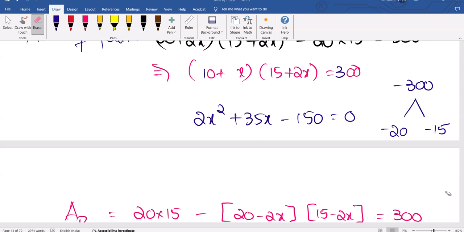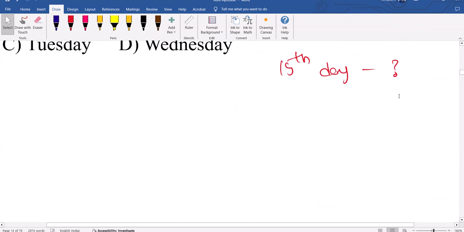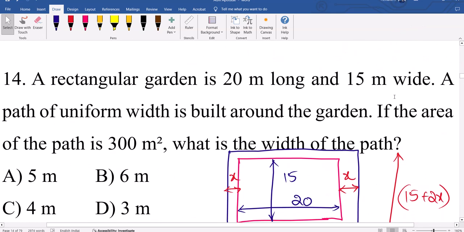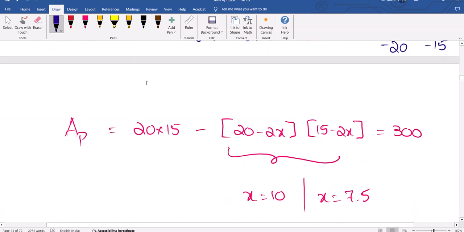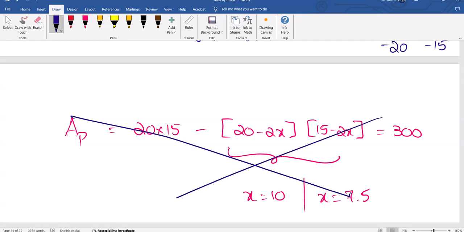Fine, see definitely it's not inside, that we can clearly observe. If it is inside, the path area 300 is not possible because the overall area itself, how much is it? Total area itself is 20 into 15, 300. Area of path 300 required means if it is inside, it's not possible. This is correct procedure, outside only. We can clearly observe outside only.